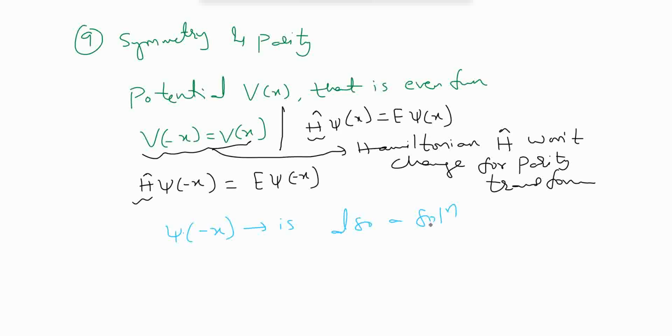So psi of minus x is also a solution. Now we have psi of x and psi of minus x as two solutions for the time independent Schrodinger equation. And remember that it is the time independent Schrodinger equation, that's why V is only a function of x. Now let's do a linear combination. If we take psi of x plus psi of minus x by 2, this will give us an even function, and as it is a linear combination, this is also a solution.